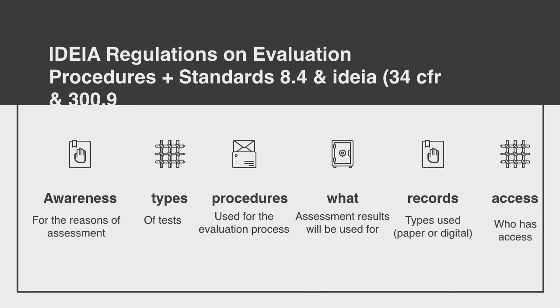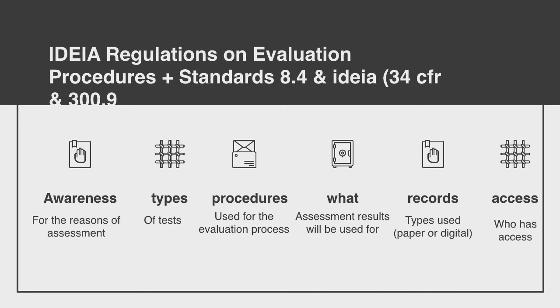In evaluating each child with a disability under section 300.304 through 300.306, the evaluation is sufficiently comprehensive to identify all of the child's special education and related services needs, whether or not commonly linked to the disability category in which the child has been classified. And lastly, assessment tools and strategies that provide relevant information that directly assists persons in determining the educational needs of the child are provided.